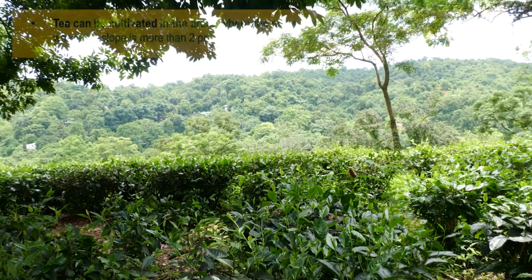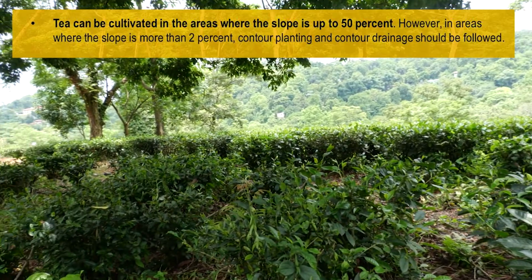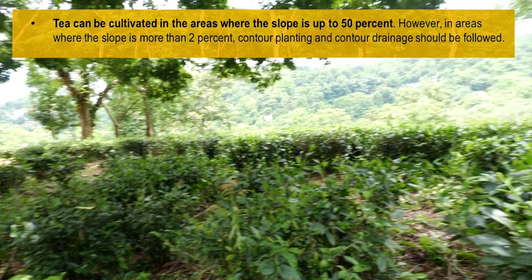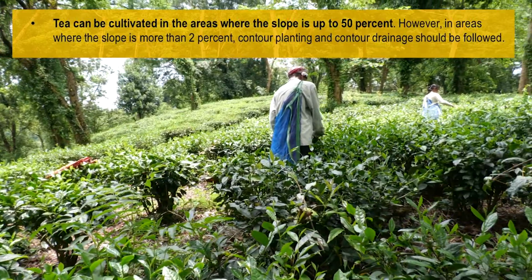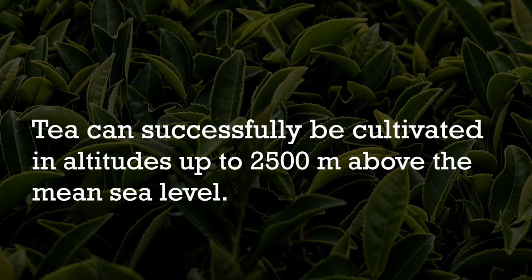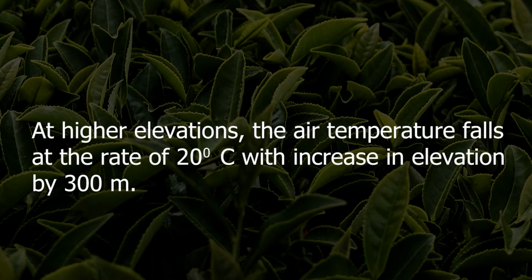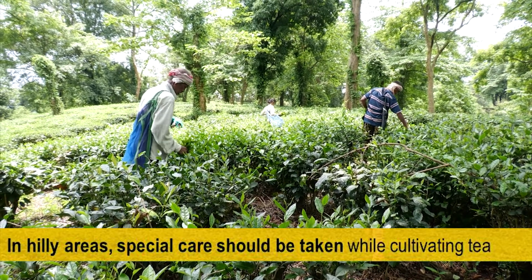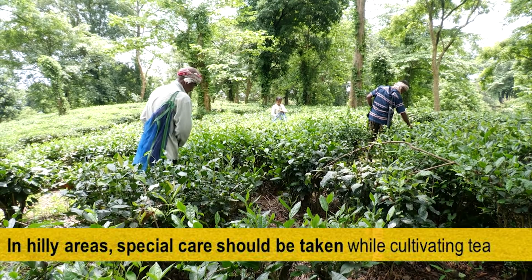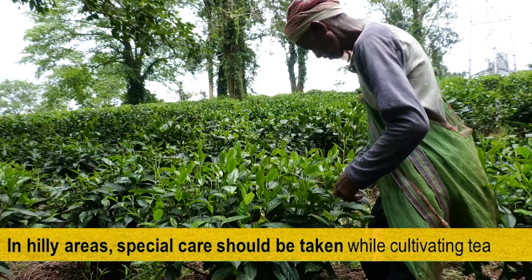Now, three things are important. First, tea can be cultivated in areas where the slope is up to 50%. However, in areas where the slope is more than 2%, contour planting and contour drainage should be followed. Tea can be successfully cultivated at altitudes up to 2,500 meters above the mean sea level. At higher elevations, the air temperature falls, so it inhibits tea growth. Therefore you need to understand the altitude of your land. And in hilly areas, if you try to do tea cultivation, it requires some special care.